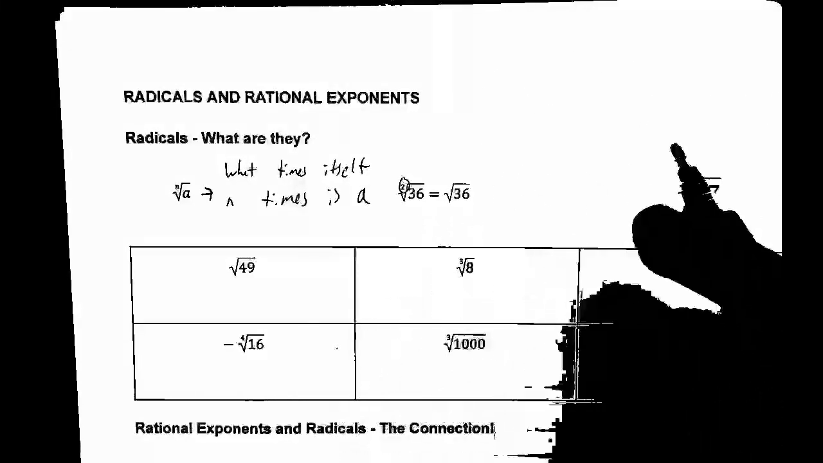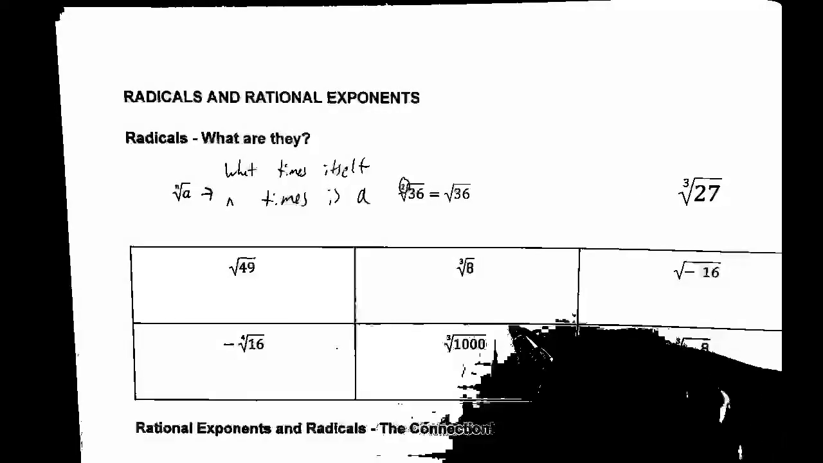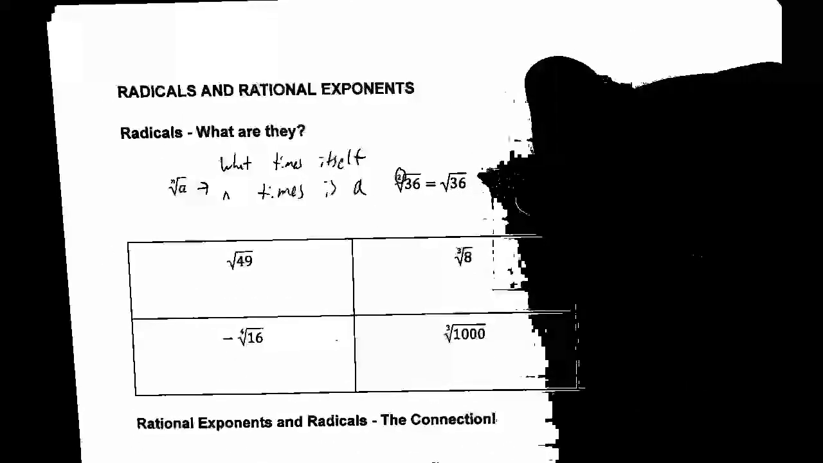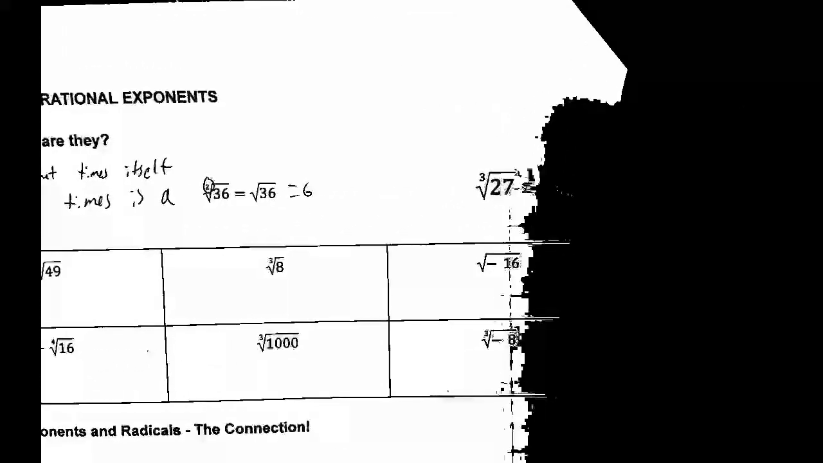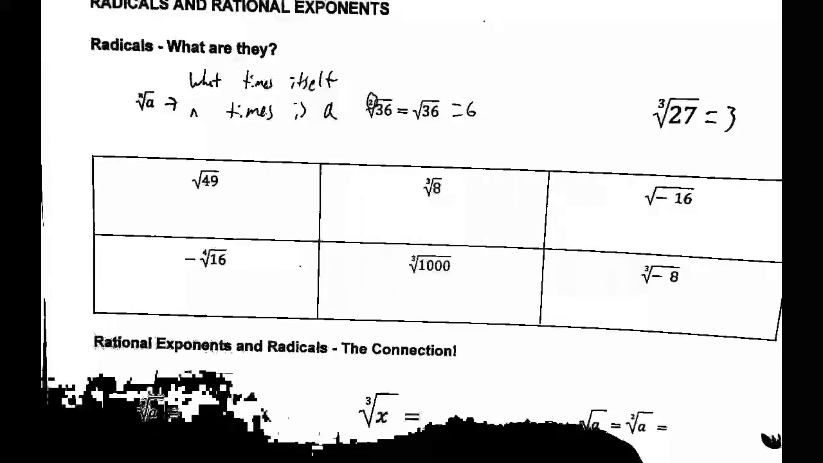Okay, so when we have a root with no number here, no n, that just means 2, right? So there's an imaginary 2 here, but you don't see it. So okay, what times itself twice is 36? Well, that's 6, right? What times itself 3 times is 27? That's 3. Okay, so let's fill in some of these.